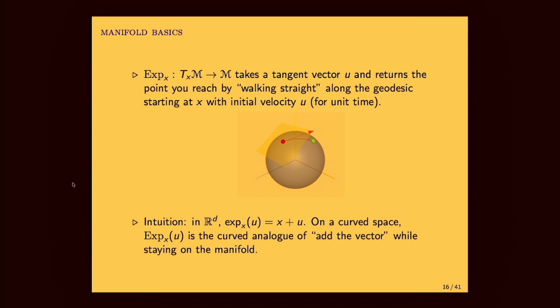In particular, suppose that you're at this red arrow, which is on the tangent space at the point x on the manifold. The exponential map will bring the red arrow down to this green point. Basically, that's the point you will reach by walking straight along the geodesic, right? An intuition about that is that on the Euclidean space itself, the exponential map is just the addition operation. So this is the analog of the addition operation on the manifold itself, right?